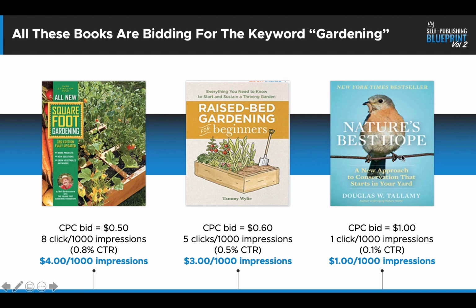Now, this book is getting 1 click per 1,000 impressions for the simple fact that we are targeting gardening and this is a bird book. So this person is just targeting something that they shouldn't be targeting. So we have a 0.8 CTR, click-through rate, a 0.5 CTR, and a 0.1 CTR. So even though this book has a lower bid price than this one, right? Its click-through rate is higher because it's getting more clicks because it's speaking to the customer better, right?